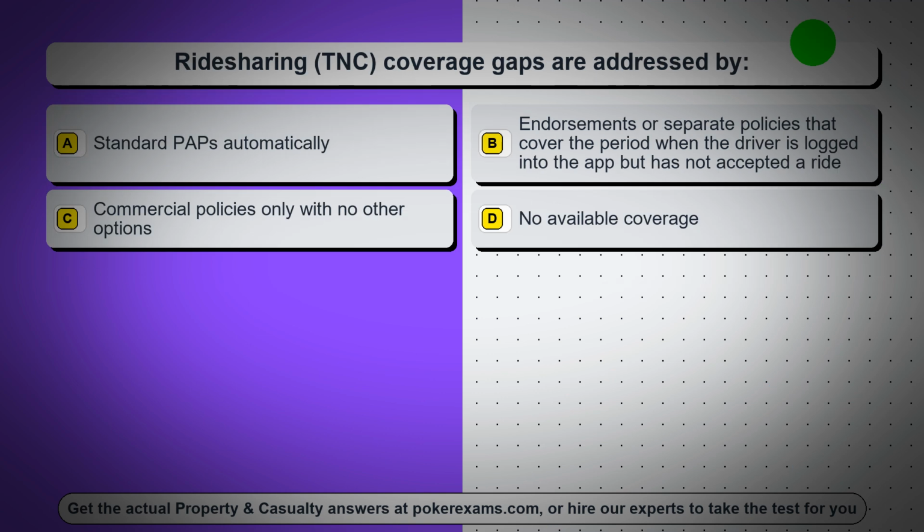Question 77. Ride-sharing, TNC, coverage gaps are addressed by: Option A, standard PAPs automatically. Option B, endorsements or separate policies that cover the period when the driver is logged into the app but has not accepted a ride.